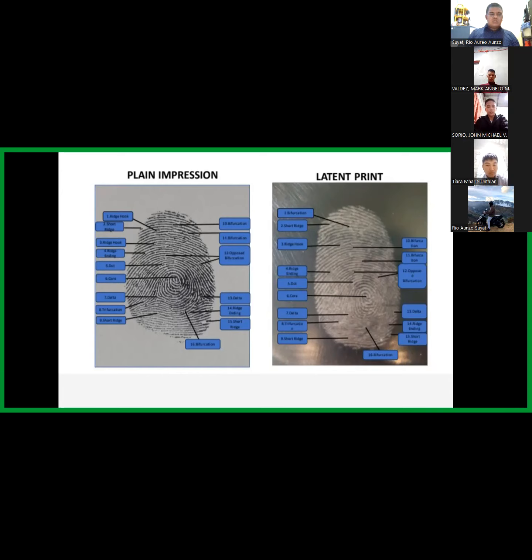Number 29. Can a fingerprint be forged? Yes. Number 30. Can you tell in any instance that a print has been forged?